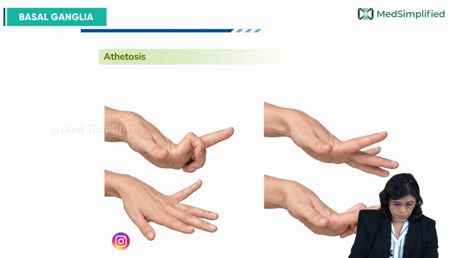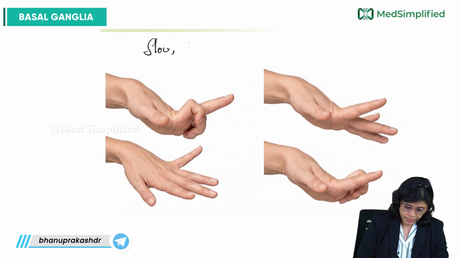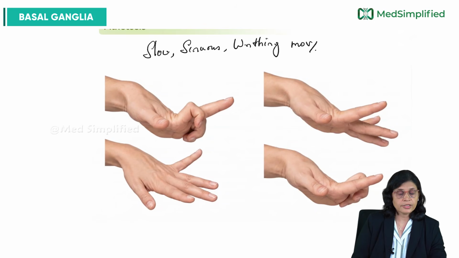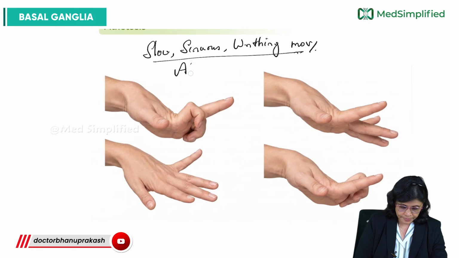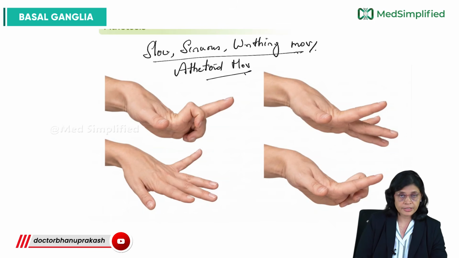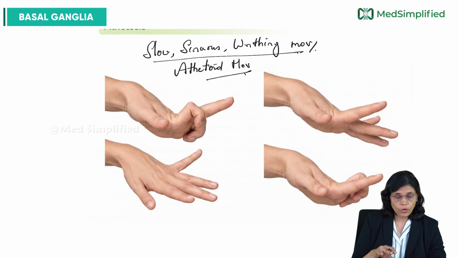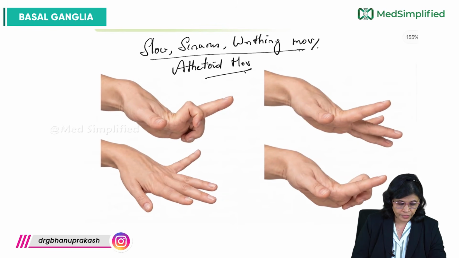Then we have athetosis. Athetosis mainly consists of slow, sinuous, rhythmic movements. These we call athetoid movements. Slow, sinuous, rhythmic movements, we call athetoid movements. It usually involves the distal segment of the limbs, basically the movements which occur of fingers and toes.